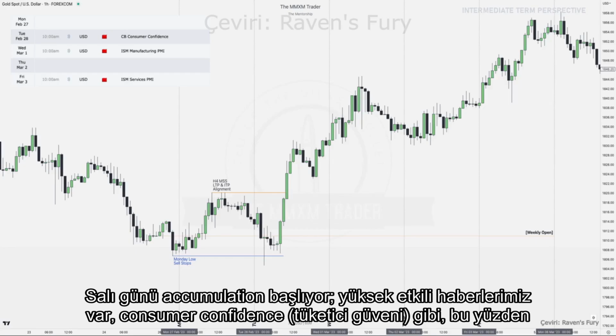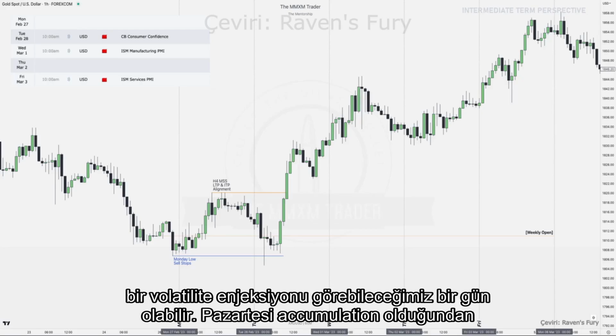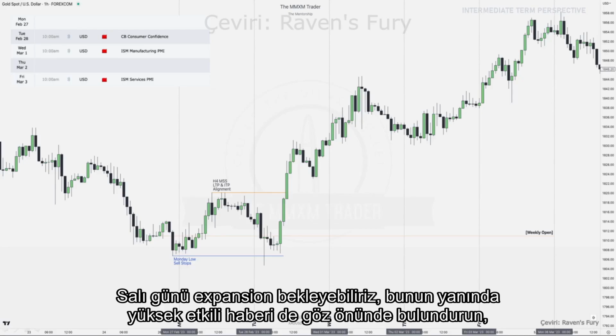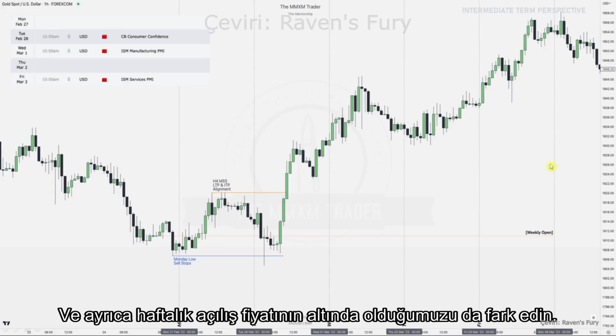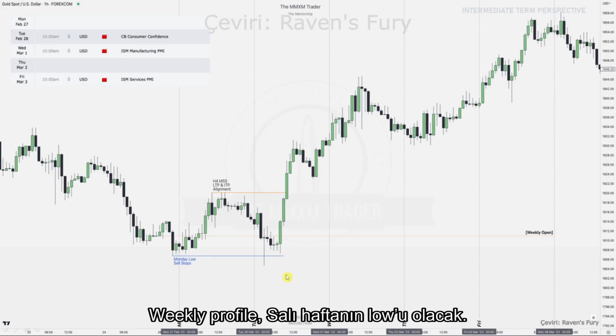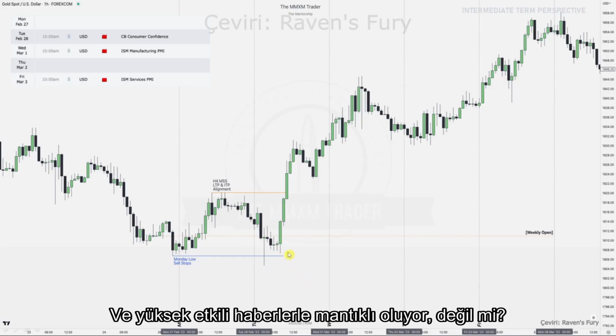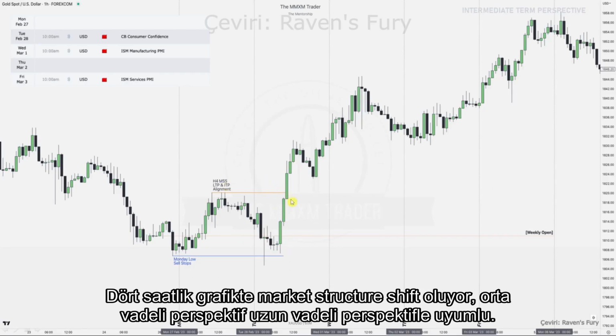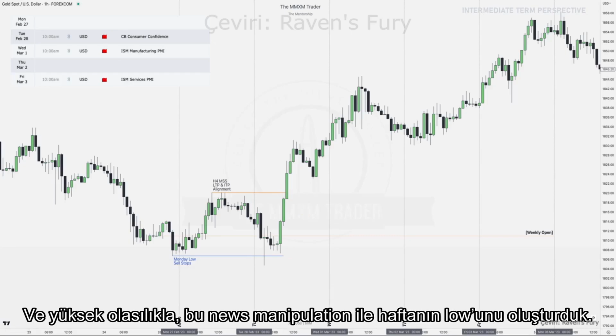On Tuesday we've got high impact news, consumer confidence, so this could be a day where we can see some volatility injection, right? And Monday being accumulation, we can expect an expansion to happen on Tuesday, coupled up with that red folder, right? That high impact news. And also notice how we are below weekly opening price over here, right? And running Monday's low. We can expect the weekly profile to be a Tuesday low of the week, and with the high impact news it makes sense, right? So we have that structure shift on the 4-hour, right? So intermediate term perspective lining up with that long-term perspective, and then high probability we have created the low of the week with this news manipulation.